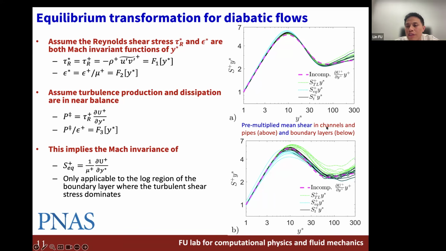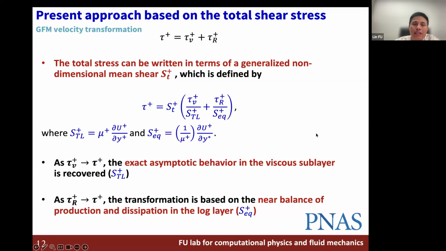You can see channel and pipe flow above, and boundary layer flow below. In the logarithmic regime, this pink line from our new transformation gives a perfect collapse to the incompressible counterpart, which means that at least for the logarithmic regime, this new transformation works perfectly. The idea then comes: we propose a total shear stress based transformation. People later on also call it the GFM velocity transformation.